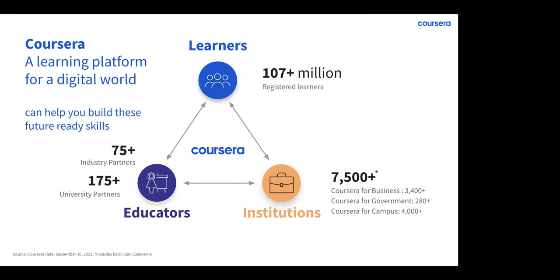And finally, we work with campuses or universities like PSU. We call this offering Coursera for Campus. Basically, we have 4,000-plus institutions across the globe that we work with. Most of these universities use the Coursera platform to upskill their students as well as the faculty members, so that they have the skills which are required for the 21st century. I hope this introduction was helpful.